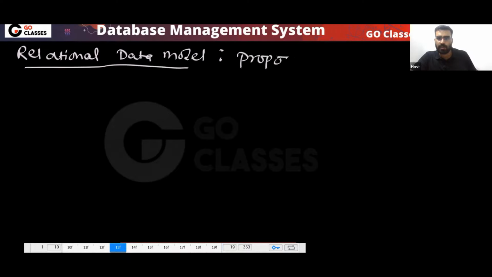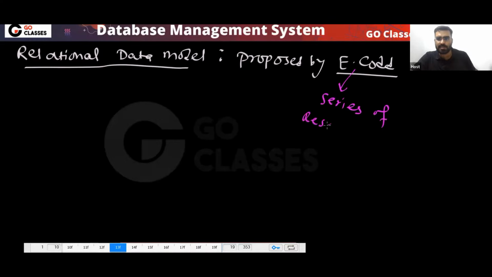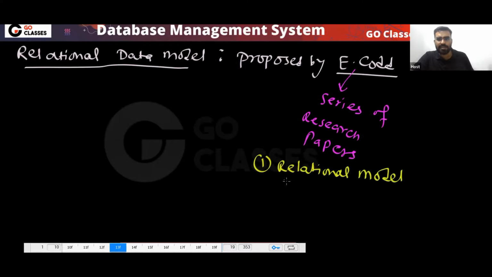One more thing: Codd wrote several research papers back to back, a series of research papers. In this series, the first paper was about the relational model. In the first paper, he wrote all about the relational model, everything that we know.